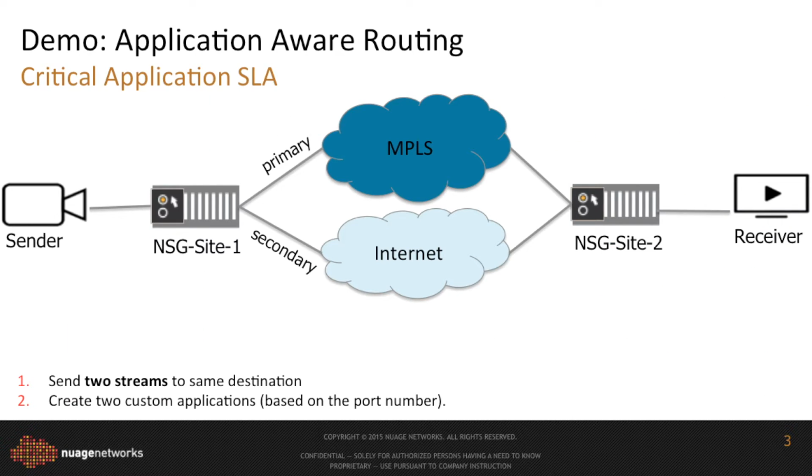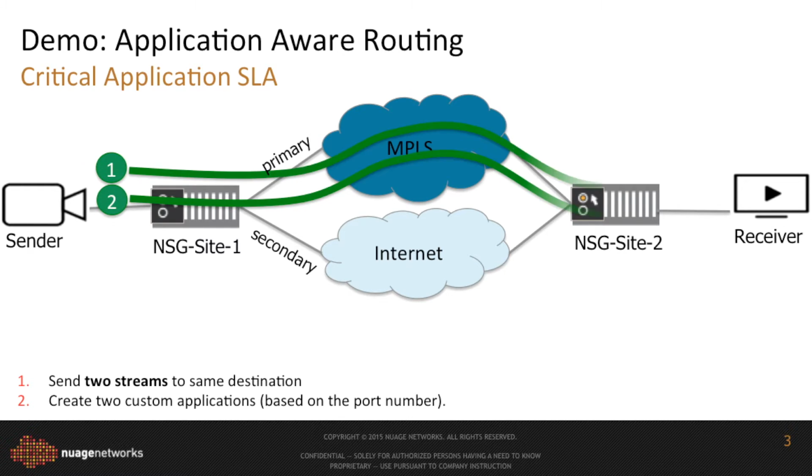Okay, now let's take a look at the demo topology. In this example, I have two branches. Each branch has a Nuage NSG router, which is connected to two different networks, one WAN uplink connected to MPLS network, and another WAN uplink connected to the internet. I will create two video streams from the same source going to the same destination. The sender will sit behind NSG 1 and the receiver will sit behind NSG 2.